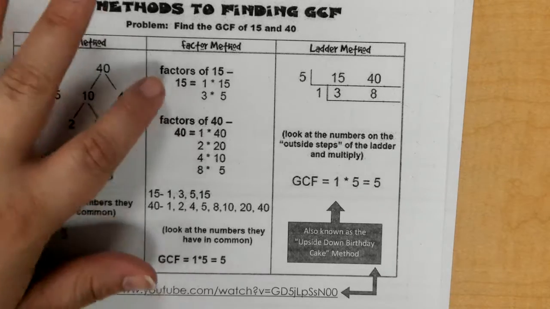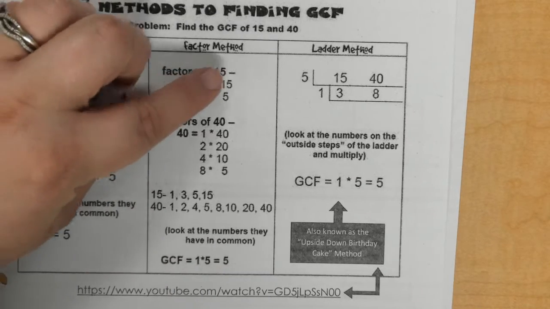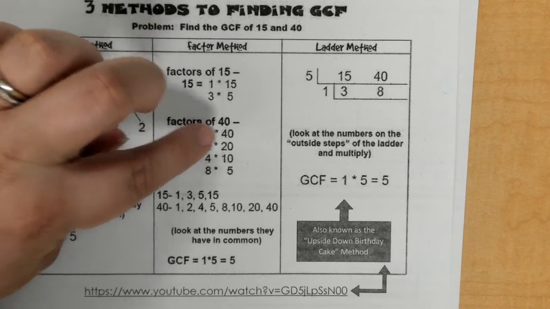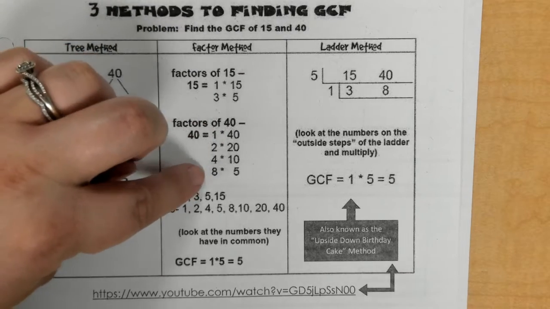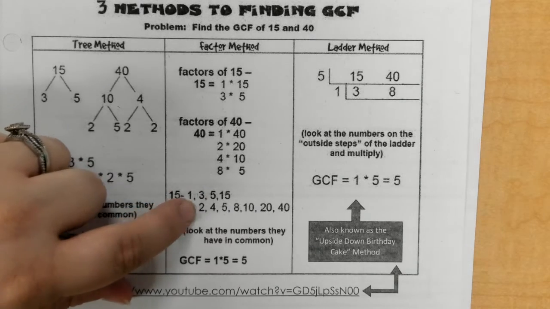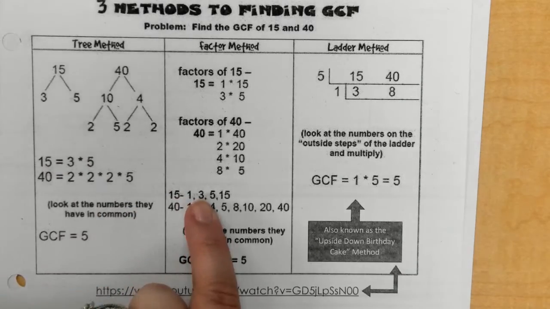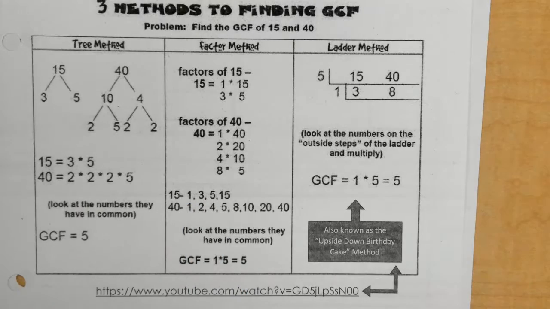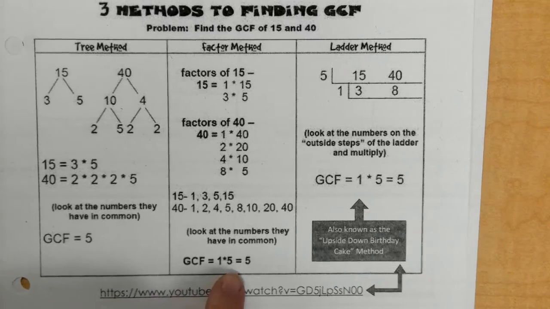Another way is the factors of 15. They can list them out: 1 times 15, 3 times 5. Factors of 40: 1 times 40, 2 times 20, 4 times 10, and 8 times 5. And see what is in common there. It looks like a 5 again, right? 1, 3, 5 and 1, 2, 4, 5. So 5 is again in common, and it's the only thing they have in common besides the 1. So the GCF here is 5 again.